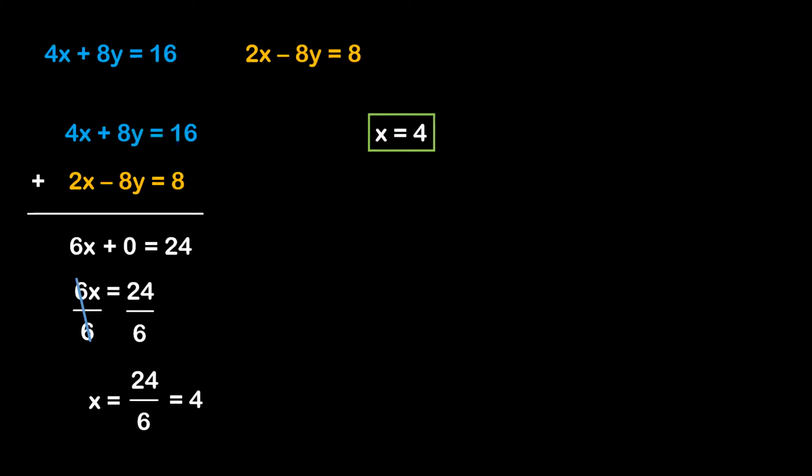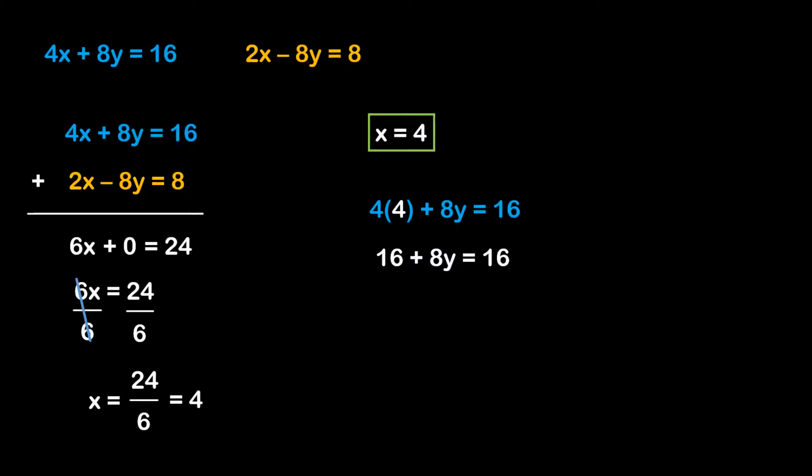Now all we have to do is, as we did before, substitute x is equal to 4 into either one of our original equations. I will do it with the first equation. So if we substitute x is equal to 4 into the first equation, we'll have 4 times 4 plus 8y is equal to 16. That gives us 16 plus 8y is equal to 16.